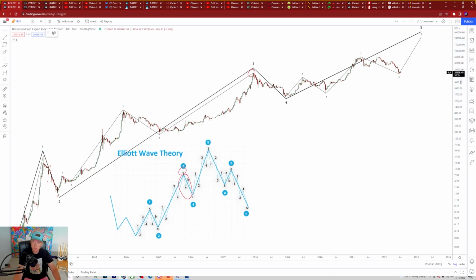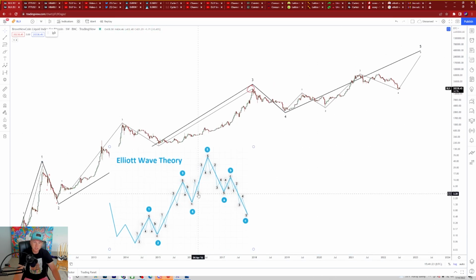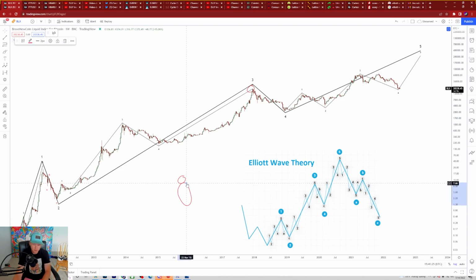So we're going to make those some thicker lines, and we're going to zoom out so that you guys can see. We're going to drag these over here.